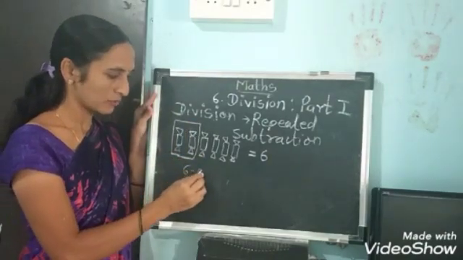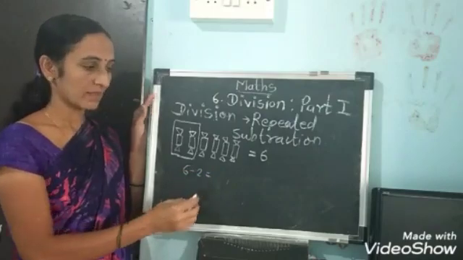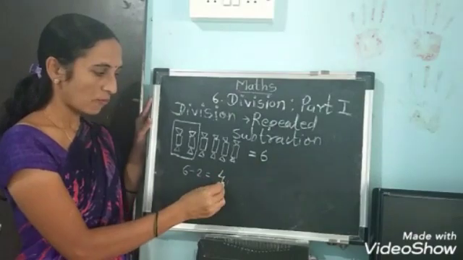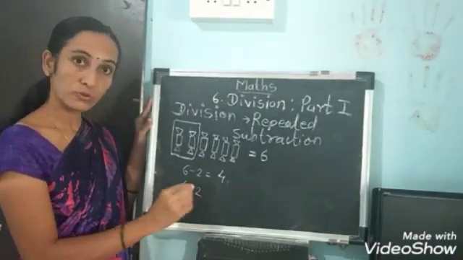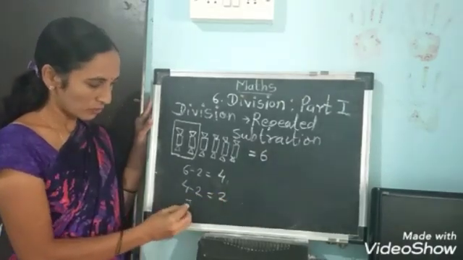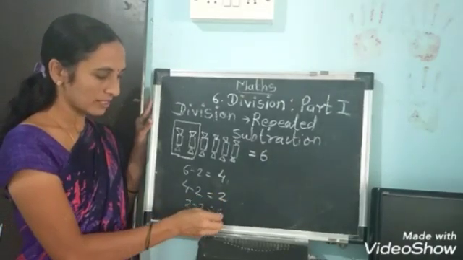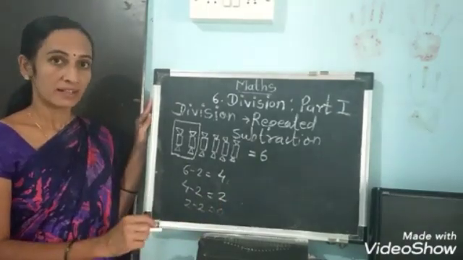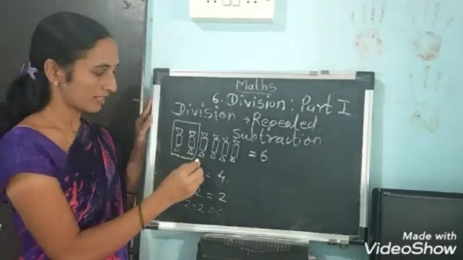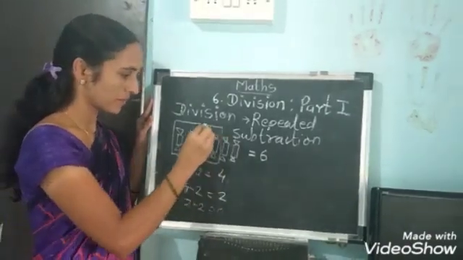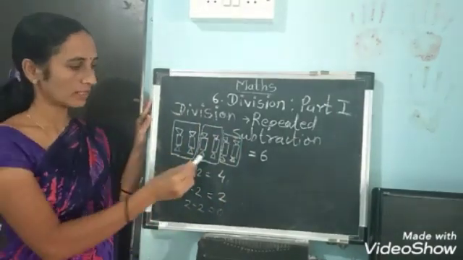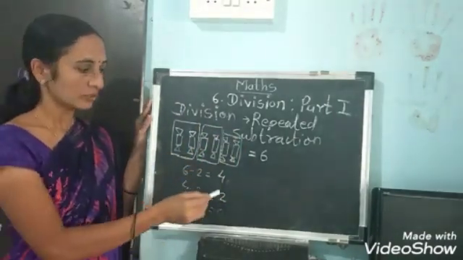See, 2 chocolates to one boy. Then 6 minus 2. What remains? 4. Now 4 minus 2, only 2 chocolates I am giving. 4 minus 2 is 2. Now this 2 minus 2 is equal to 0. That means how many children will get chocolate? 1, 2, 3. 3 children will get chocolate. 3 children will get 2 chocolates.